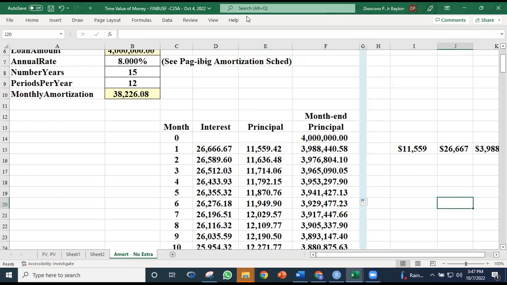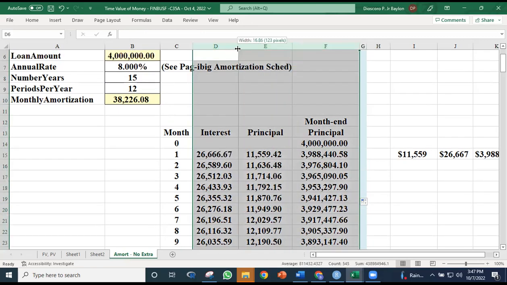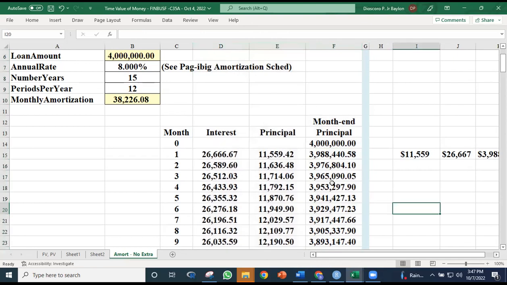Sir, it filled up, but for the rest of them, it's like all hashtags and all zeros. I'm not so sure. Okay, siguro baka try to increase the size. Baka yung width ng column mo. Okay, sir. Sure. And then tell me please if it showed already. Okay na? Ralph, did you get it? So increasing the column width only worked for the month and principal, but for the rest, no.